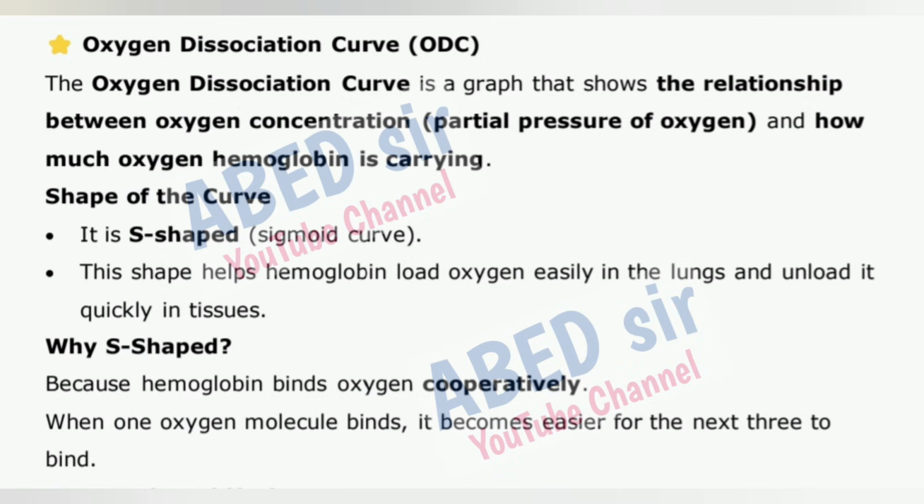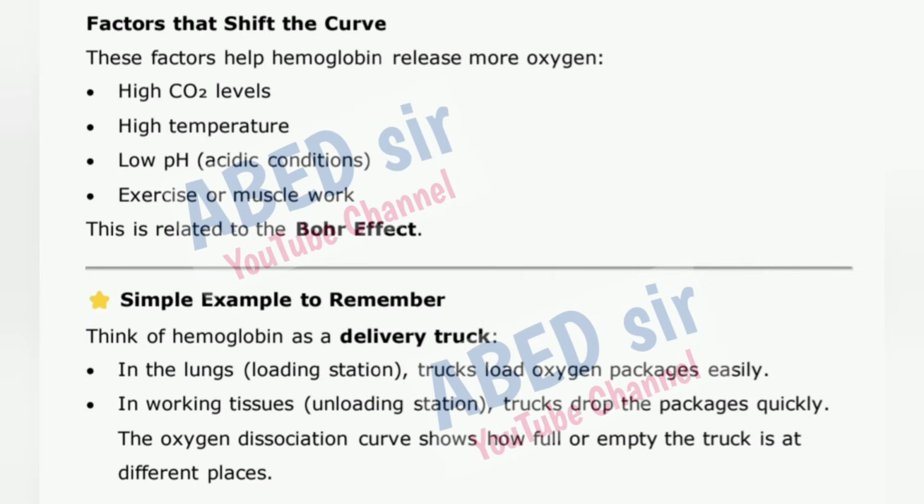Why S-shaped? Because hemoglobin binds oxygen cooperatively. When one oxygen molecule binds, it becomes easier for the next 3 to bind. Factors that shift the curve. These factors help hemoglobin release more oxygen. High CO2 levels. High temperature. Low pH, acidic conditions. Exercise or muscle work. This is related to the Bohr effect.